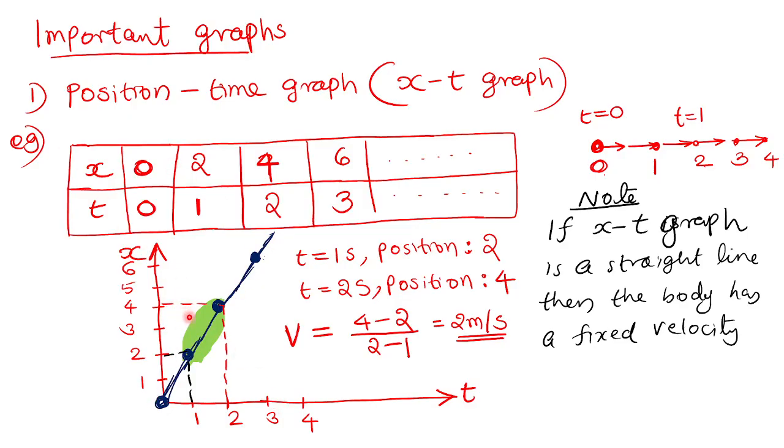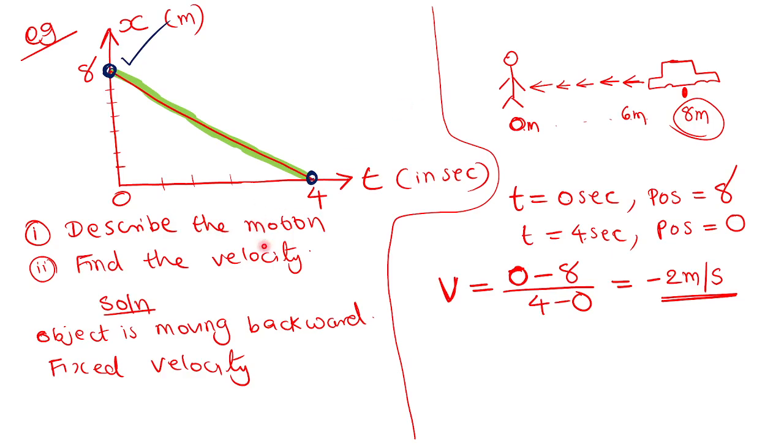I explained one question. The important point is, if the position time graph is a line, that corresponds to uniform motion, or moving with a fixed velocity. Whether it is an upward or downward line, it corresponds to motion with a fixed velocity. I discussed two problems, so I don't want to repeat them. Let me explain another question.